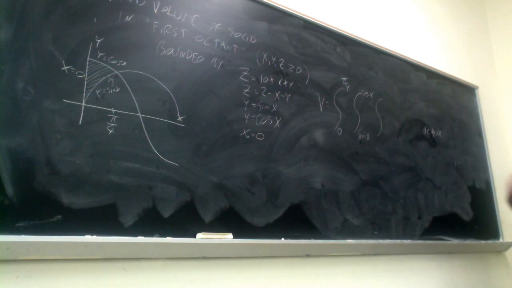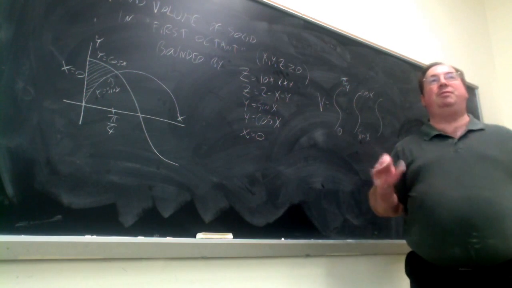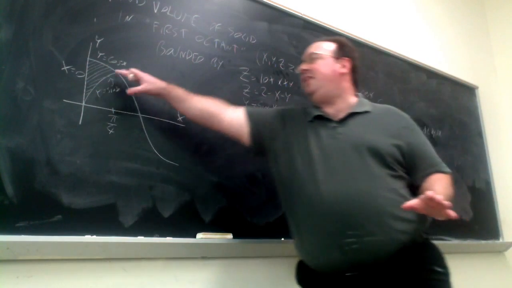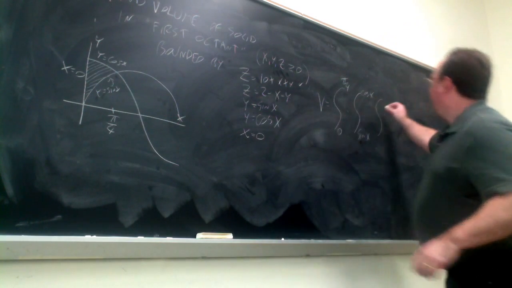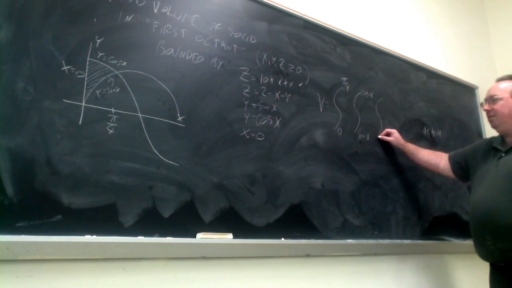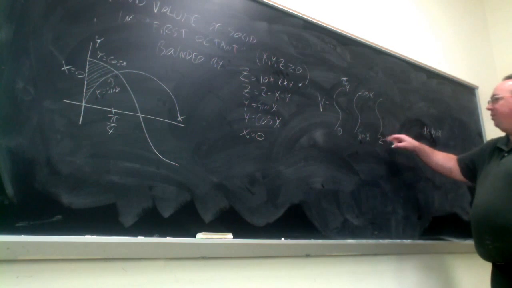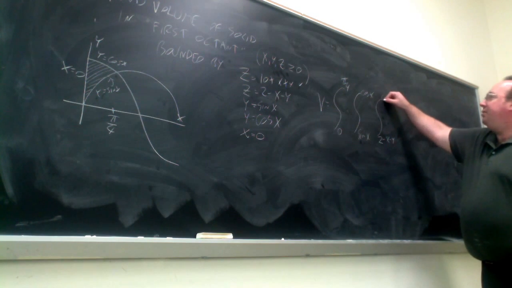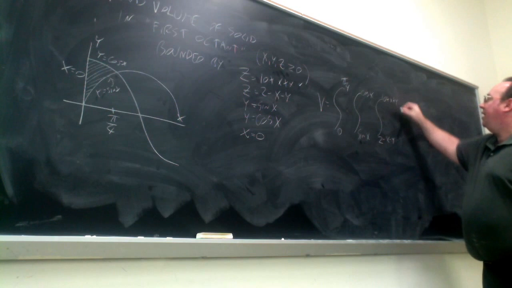10 plus x plus y. Now that's not true in general, but for these x and y values that we have here, yes, this one is the greater one. So you can think of it as going from the smaller value, 2 minus x minus y, up to the larger value, 10 plus x plus y.